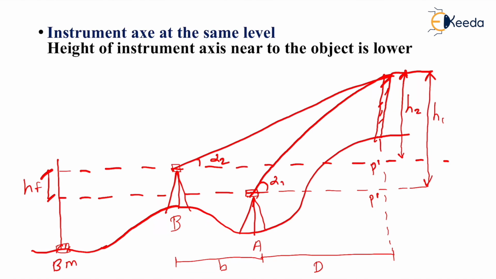So as we can see in the figure, the case is the same, but the problem is the instrument axis near your object is lower than the other instrument axis. Now what is the problem over here? We have to find out two heights, h1 and h2. So we'll see what the relation is. Okay, you have seen the figure correctly. We have two alphas, two horizontal distances, and as well as h1 and h2. So we have to apply the formula for h1 and h2, and then we'll see what the next procedure is.